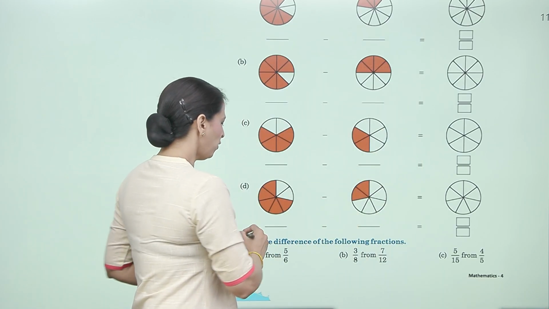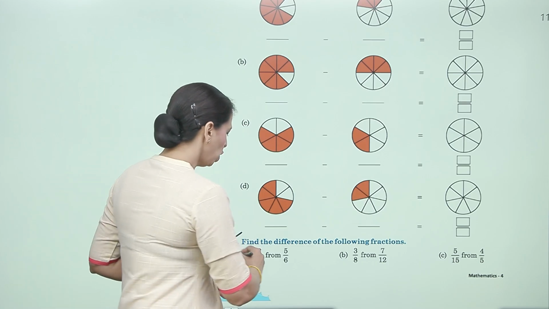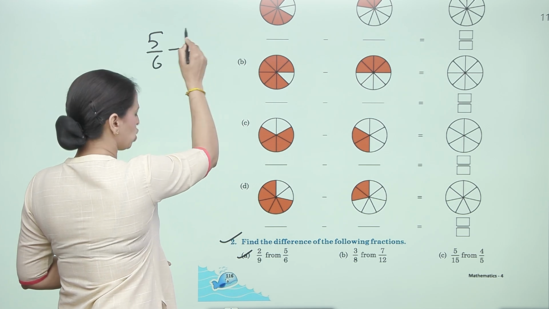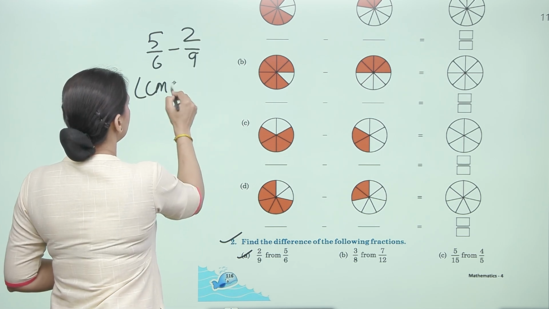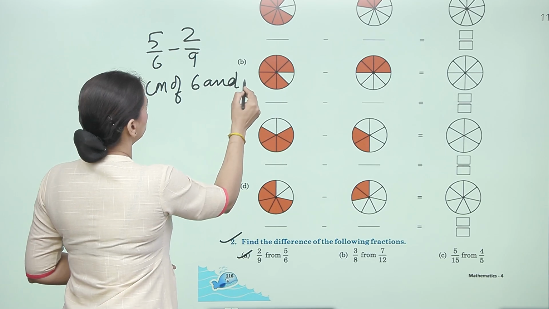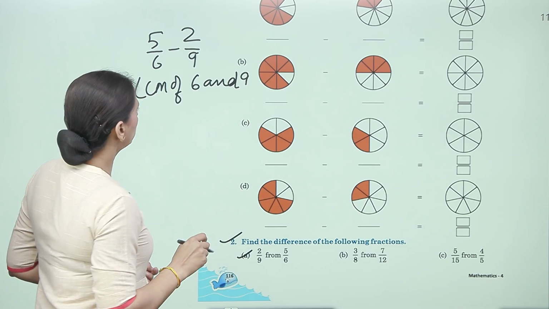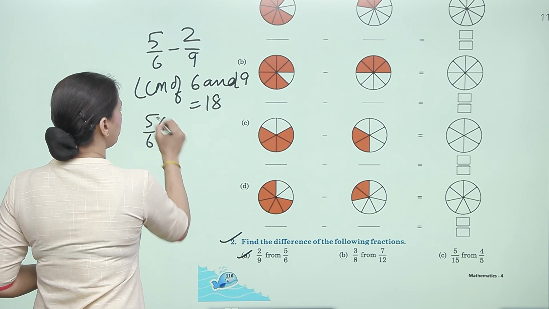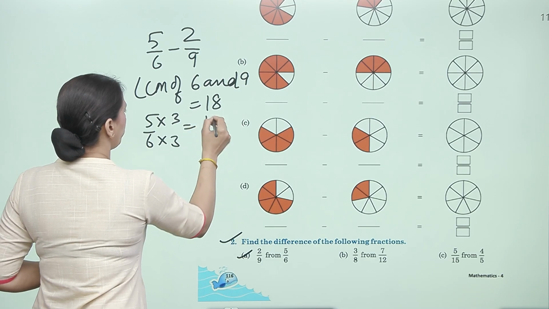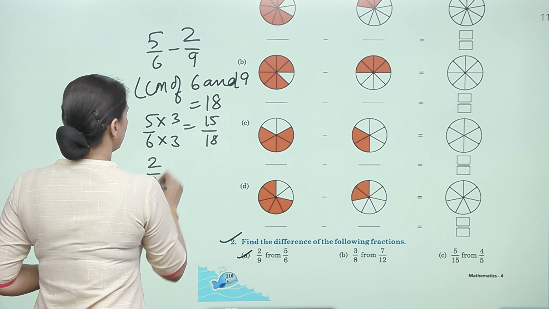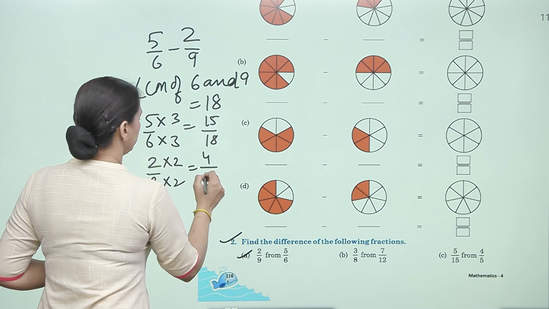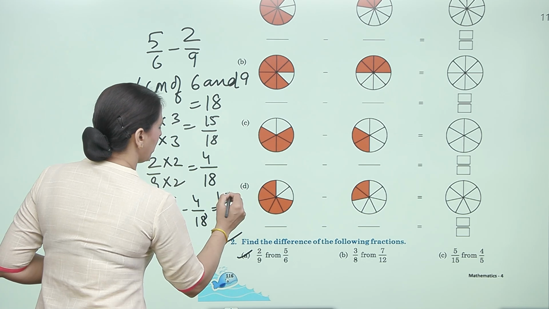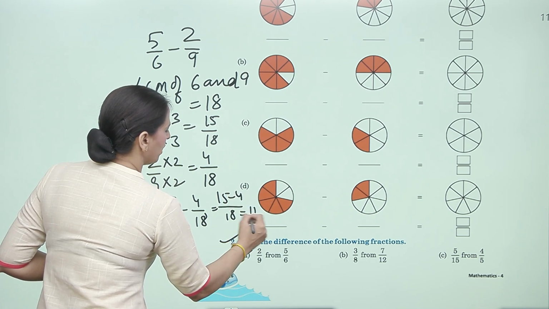Now question number 2. Find the difference of the following fractions. A part. 2/9 from 5/6. 5/6 minus 2/9. Now the LCM of 6 and 9: 3 2s are 6, 2 9s are 18. 5/6 multiplied by 3 is 15/18 and 2/9 is multiplied by 2. It becomes 4/18. Now 15/18 minus 4/18 is equal to 15 minus 4 upon 18, which is equal to 11/18.